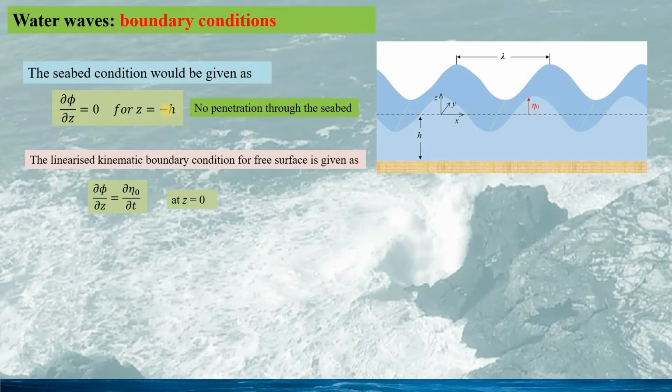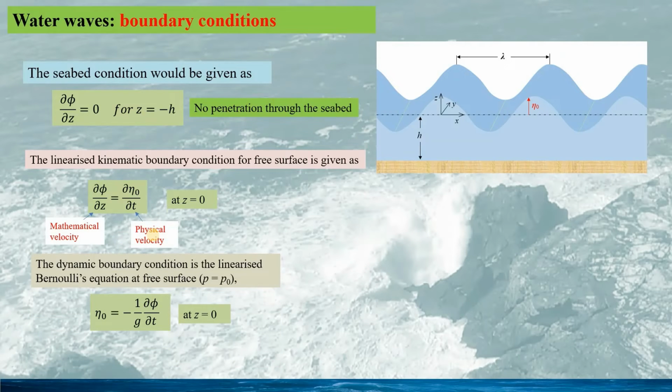On the water surface, we have the kinematic boundary condition, given as this at z equaling to 0. This equation means we have two different ways to calculate the vertical velocity. Mathematically, we can calculate the vertical velocity using the wave potential function phi as this, and we can also calculate the vertical velocity given by this, the physical vertical velocity. If you would like to see how this equation is derived, please refer to my talk on linear wave theory.